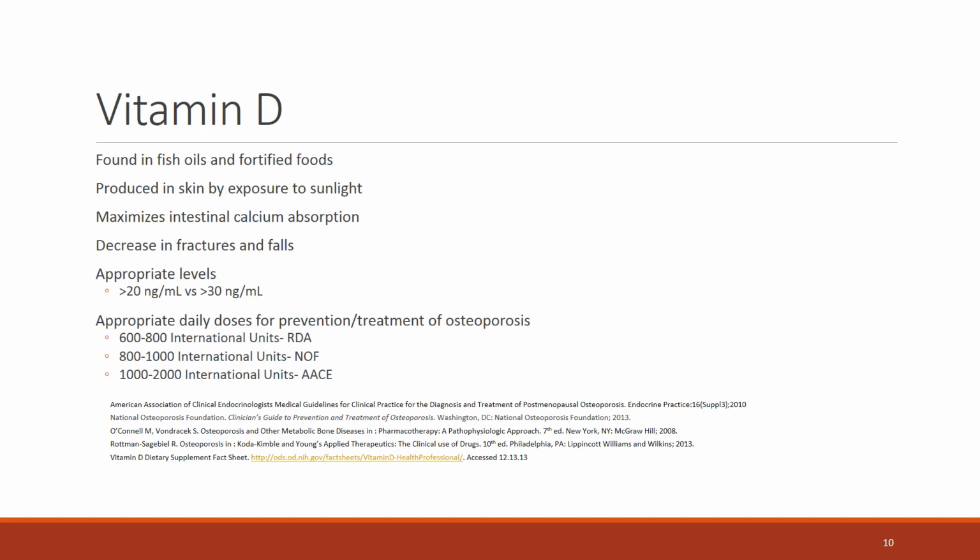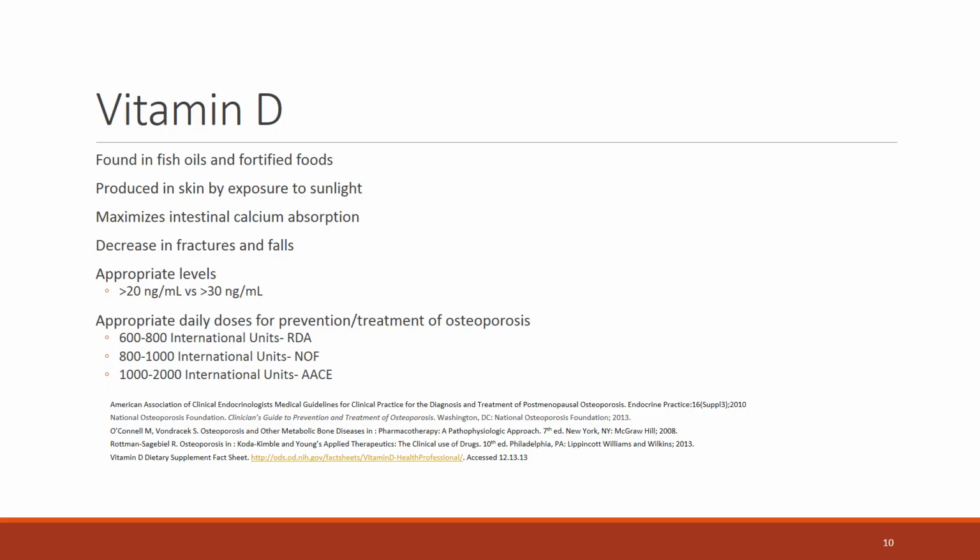Vitamin D, it's found in fish oils and fortified foods there. We also produce it in our skin when we're exposed to sunlight. It helps to maximize the absorption of calcium from the intestines. It has been shown in some patients to decrease fractures and falls, so it is an important supplement in patients who have osteoporosis or who are trying to prevent it.